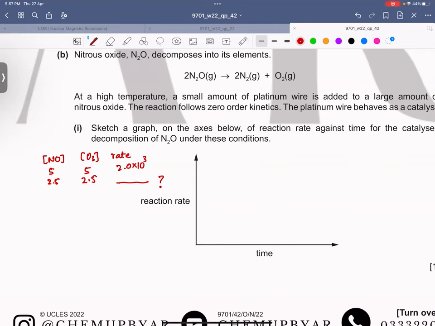The rate would decrease by 4 times. It is going to be decreased by 4 times, right? So why is it decreasing by 4 times? Because the overall order is second order, so we cannot say that the half-life remains constant.